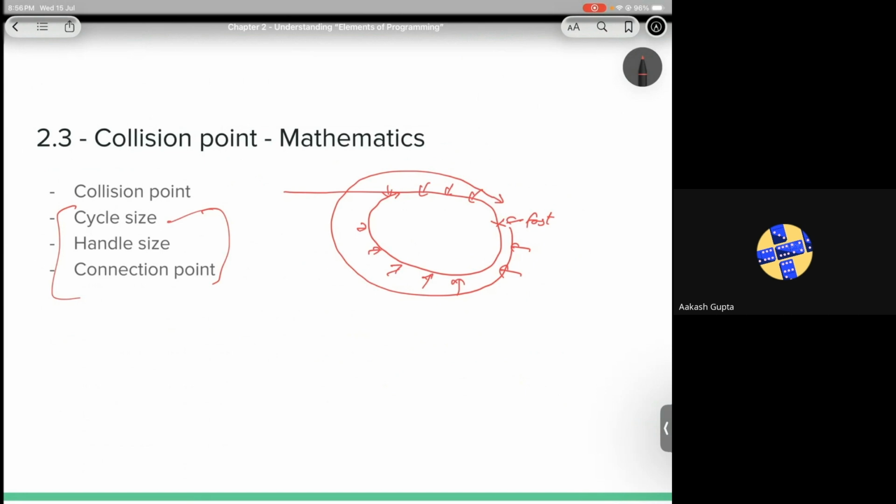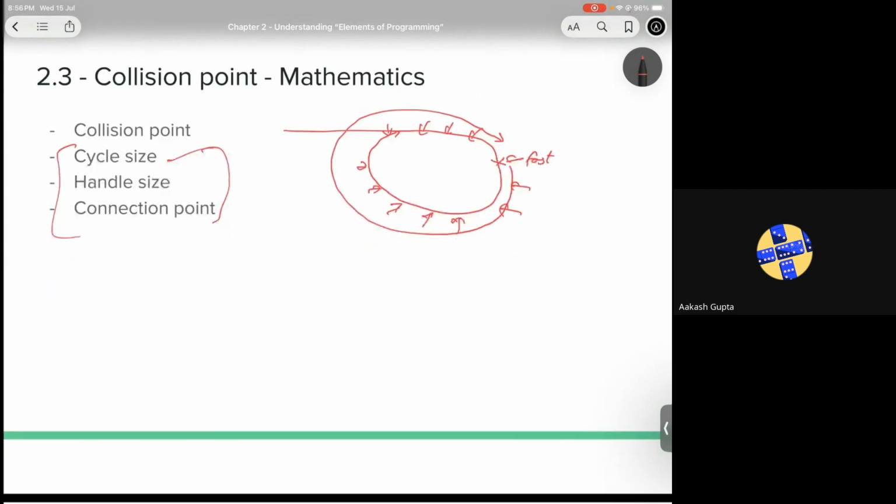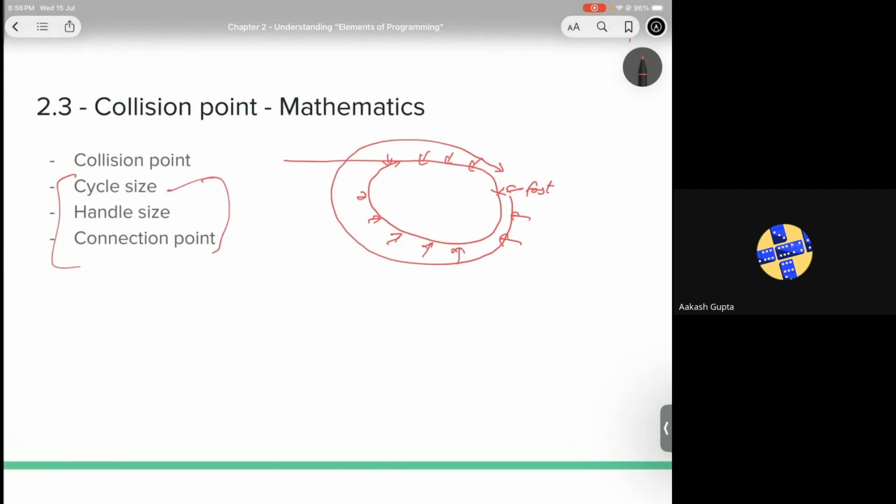Now coming to handle size and connection point. A result is derived in the book, and you have to understand this very carefully. Let's say x was the starting element and y is the collision point. What is the collision point? Where is it? It is inside the cycle.